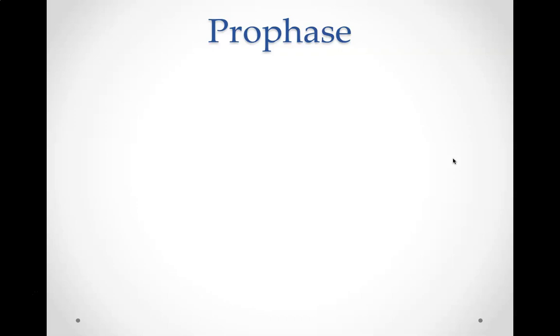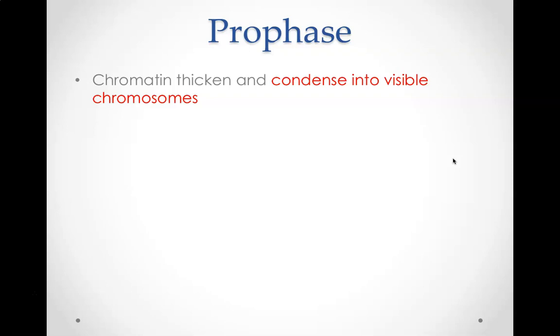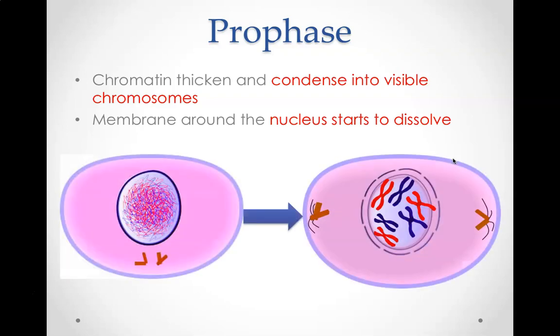So for mitosis, like we said with PMAT, prophase comes first. In prophase, the chromatin, so the spaghetti form, is going to thicken and condense into visible chromosomes. The membrane around the nucleus is going to start to dissolve, and it looks like this. So we go from spaghetti form here to visible chromosomes, and this nucleus that is containing the genetic material starts to dissolve. So that's going to start to go away.